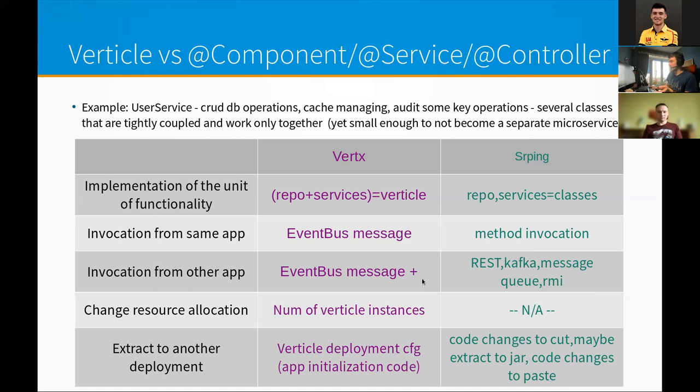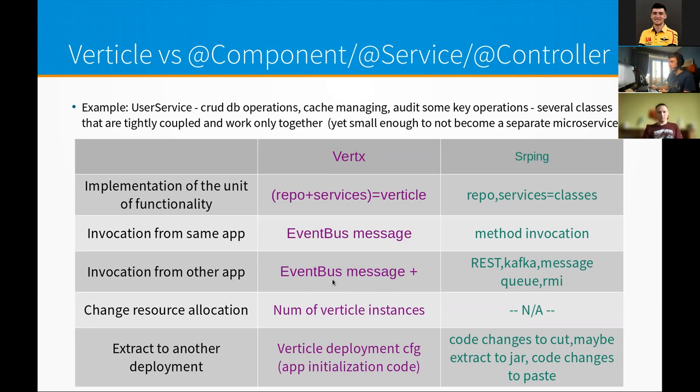For Vertx, again, it's exactly the same event bus message invocation, but I left a plus mark here because you're not confined to that. You still can do REST. You still can do Kafka messages. You're not obliged to use the event bus. If you want two verticals to communicate through Kafka because of the non-guaranteed event bus message delivery, you can do that. Kafka is guaranteed. Kafka allows storage. Kafka has a query language. You can do that.